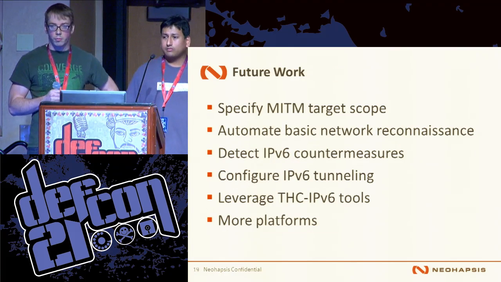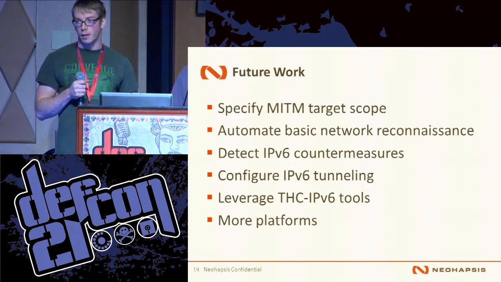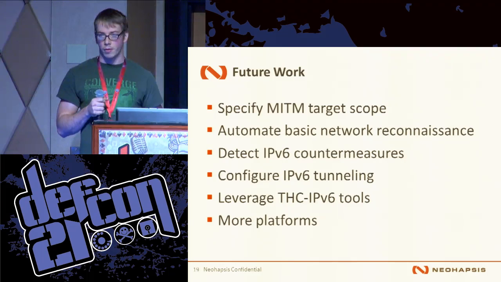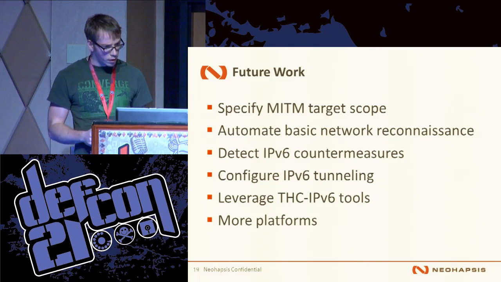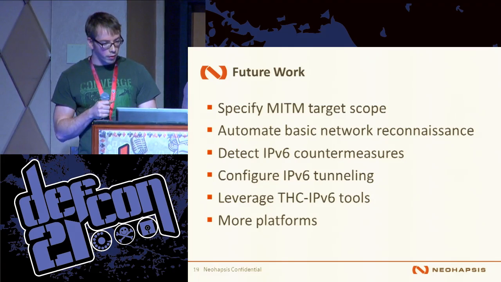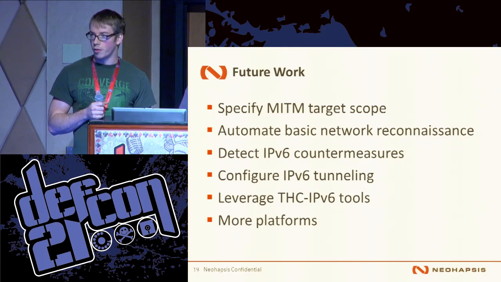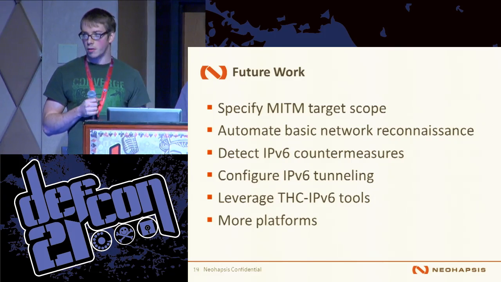So there is some room for improvement, and one of the biggest things is to specify the target scope, because right now it snags the whole subnet, and that's a little noisy. If you're on a pen test and just targeting a specific server, you really don't want to route everything. We'd also like to automate some basic network reconnaissance. It'd be nice if the script just picked the free IP address for you, so you didn't have to specify that. That's one less step that somebody could mess up.